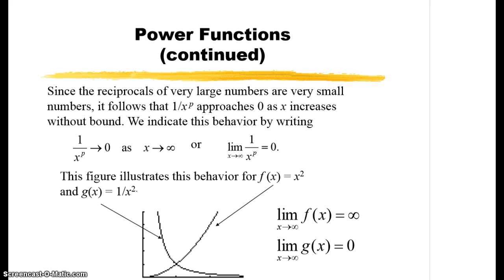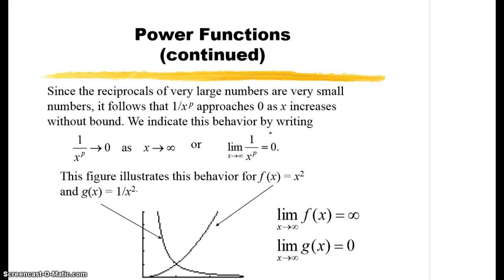So, since the reciprocals of very large numbers are very small numbers, it follows that 1 over x to the p, the reciprocal of x to the power of p, approaches 0 as x increases without bounds. If x to the power of p gets really, really big as x increases without bound, then 1 over x to the power of p must get really, really small and approach 0 as x increases without bound.